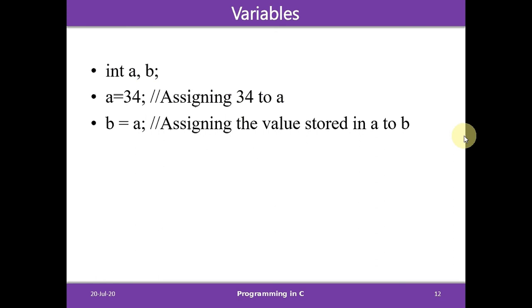From right to left, the values will be assigned. If a equal to 34 is given, that 34 will be stored in a. If b equal to a is given, the value of a will be assigned to b. So in this case, the values of a and b are both 34. Similarly, b equal to a plus 34, or a minus 34, or a plus 34 minus 320 plus 240, or into 2 divided by 4.